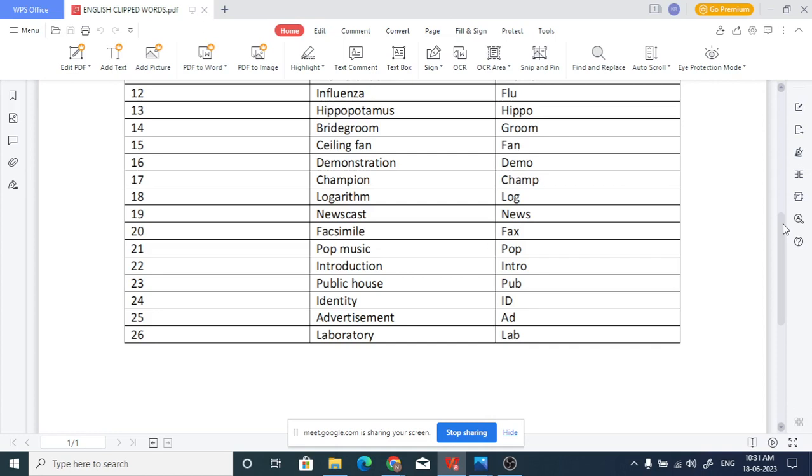Champion. So sometimes, in short, it is called champ. Logarithm. This is a term in mathematics, logarithm. So, in short, it's called log. Newscast is called news. Facsimile. Now, in short form, it is called fax.